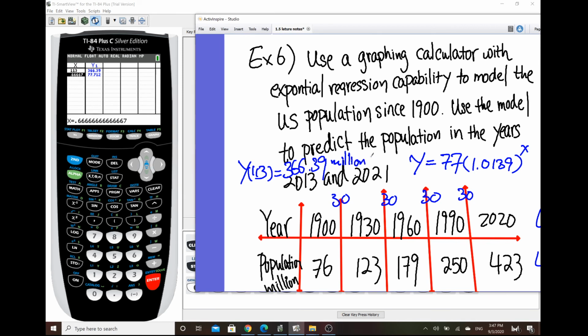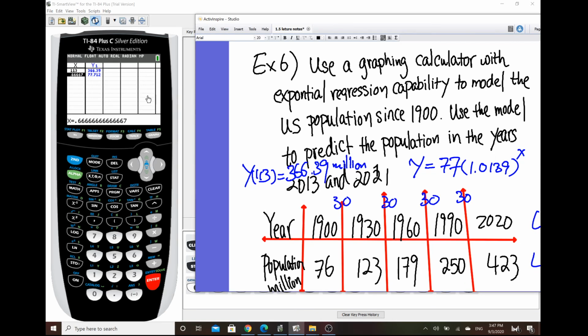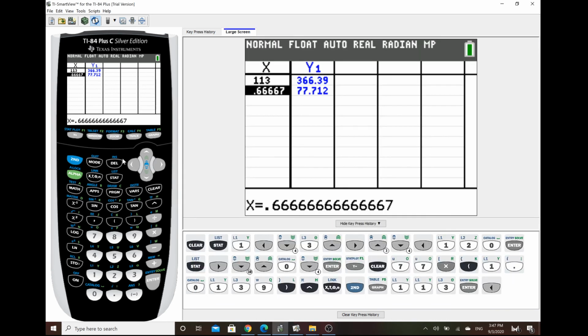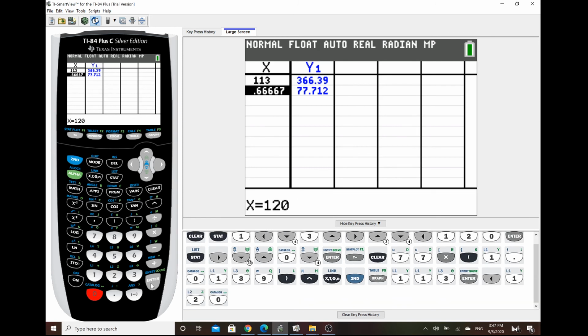And then what about 2020? At 2020, the time would be considered 120. So put in 120. Go back to that table here. This time you want to put in 120. Press enter. So the population would be 403.56.